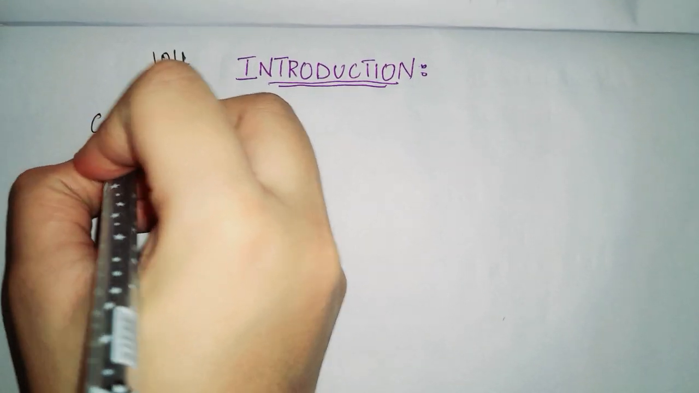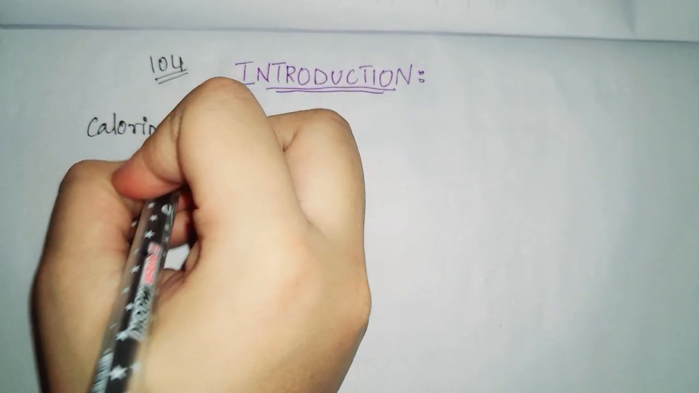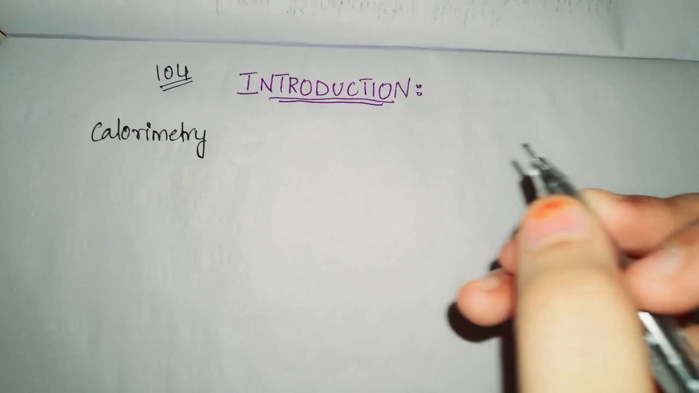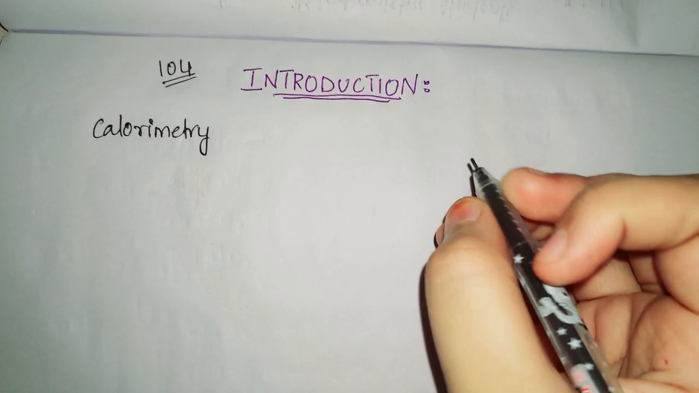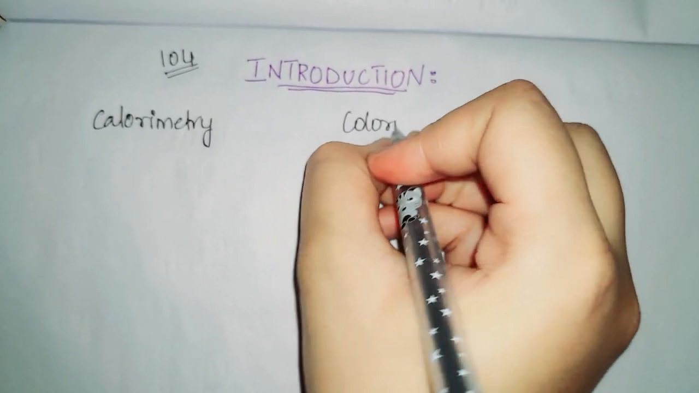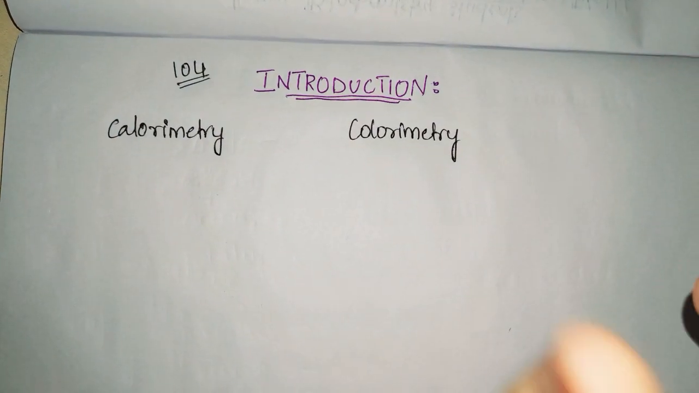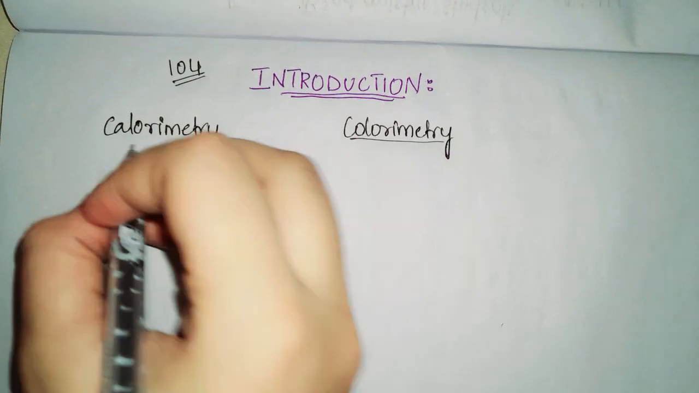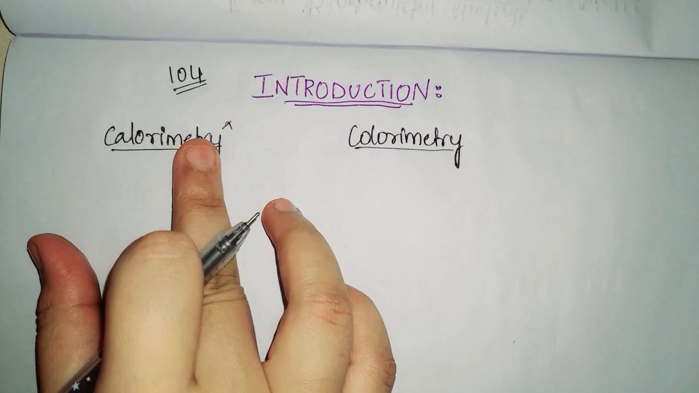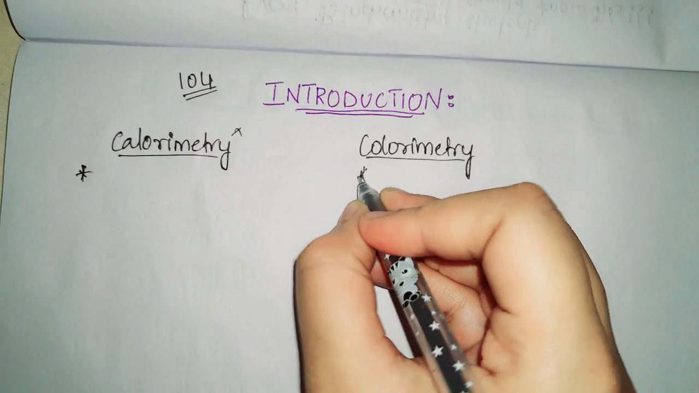Here these terms look the same in pronunciation, but they are different in terms of measurements of solution and a chemical reaction. If you talk about calorimetry and colorimetry, in biochemistry we are concerned with colorimetry, not with calorimetry. So we need to know what this calorimetry is. First, I'm going to define these two things.